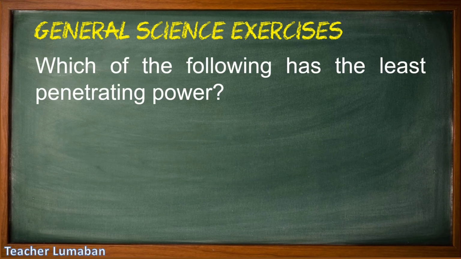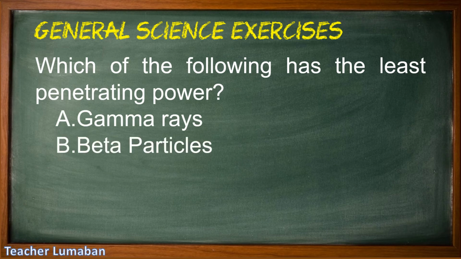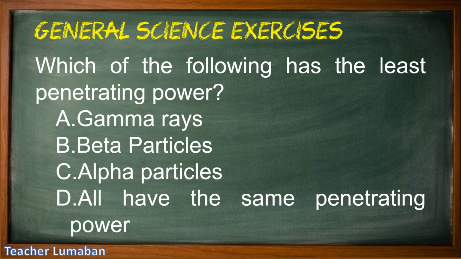Which of the following has the least penetrating power? Letter A, gamma rays. Letter B, beta particles. Letter C, alpha particles. Letter D, all have the same penetrating power.